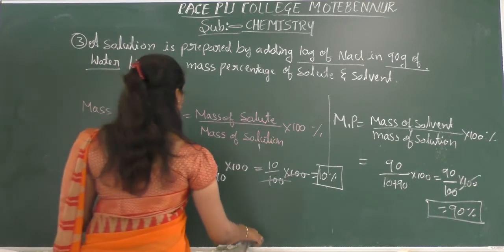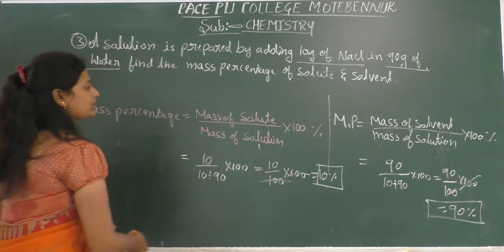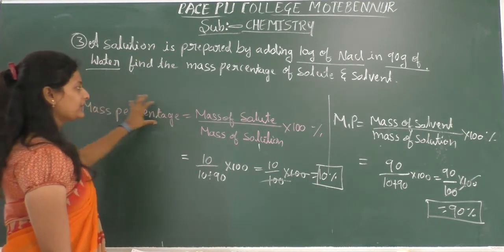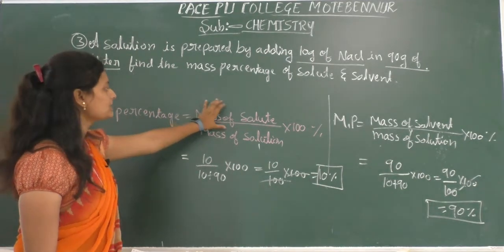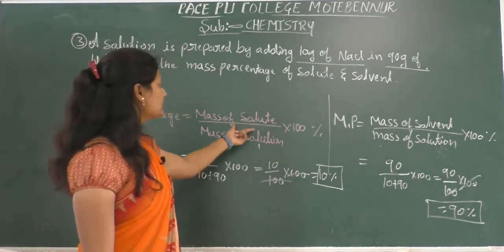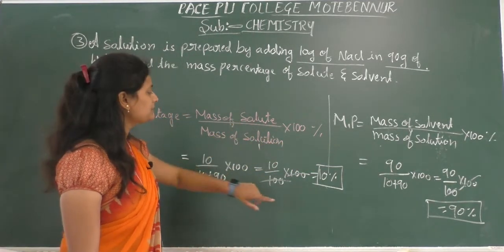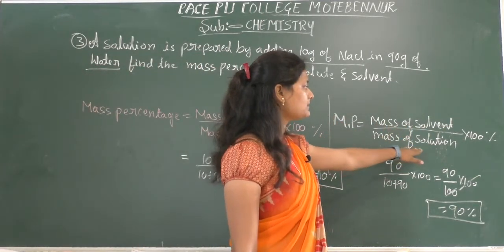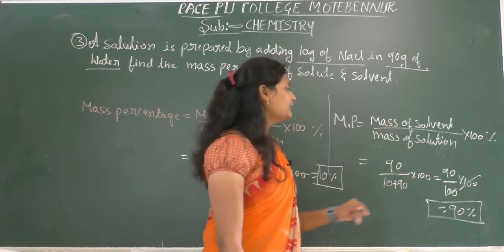So I hope you understood about mass percentage. For mass percentage we have to use this formula: mass of solute divided by mass of solution into 100. That will give the mass percentage of a solute. In the same way, the mass of solvent divided by mass of solution into 100 will give the mass percentage of a solvent.